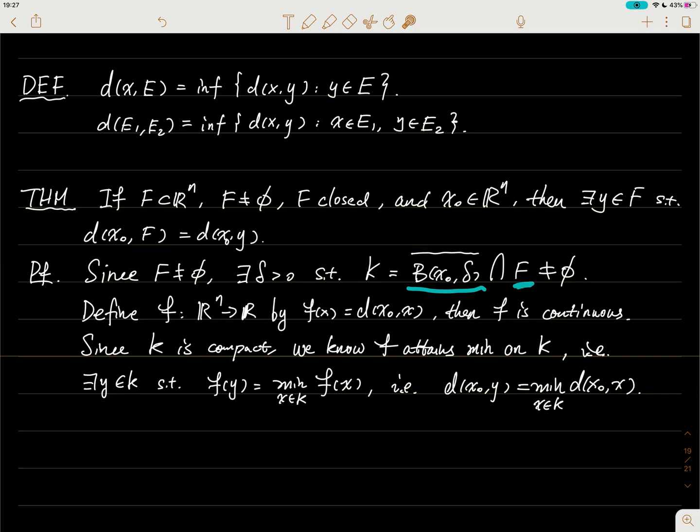And note that this F is closed, and this closed ball is also closed. The intersection of the two is still closed. Okay, so the K is still closed. But note that this is bounded, right? It's a bounded ball. So the K is also bounded, since K is just a subset. At the same time, K is closed. So it's a bounded and closed set, so it has to be compact. So K must be compact.